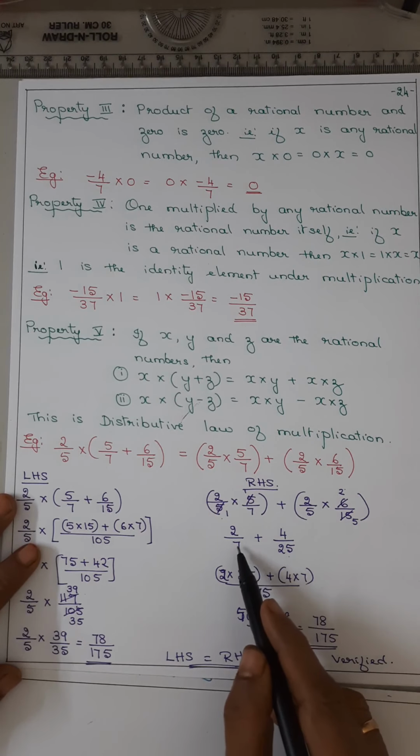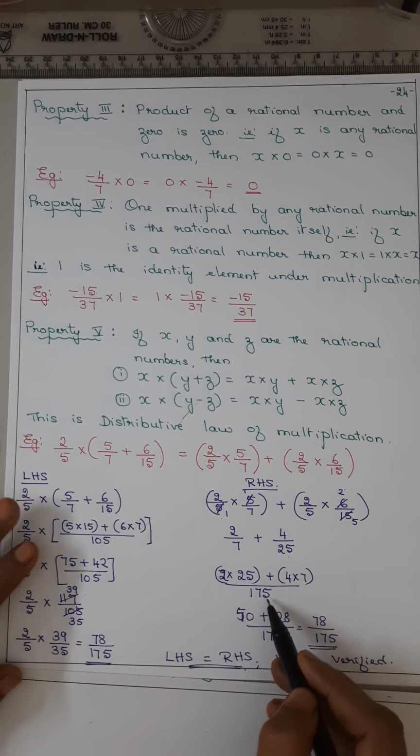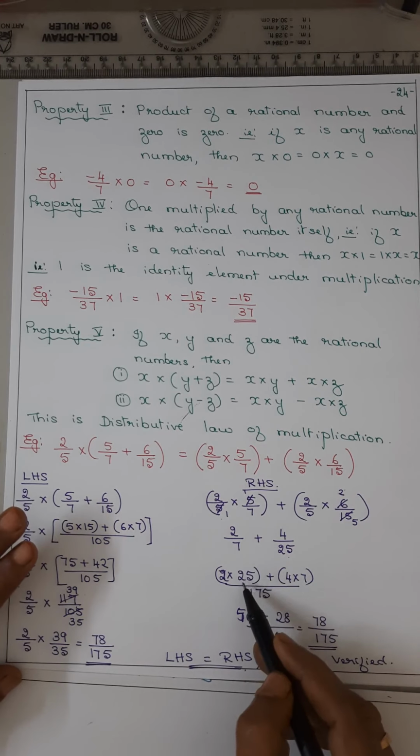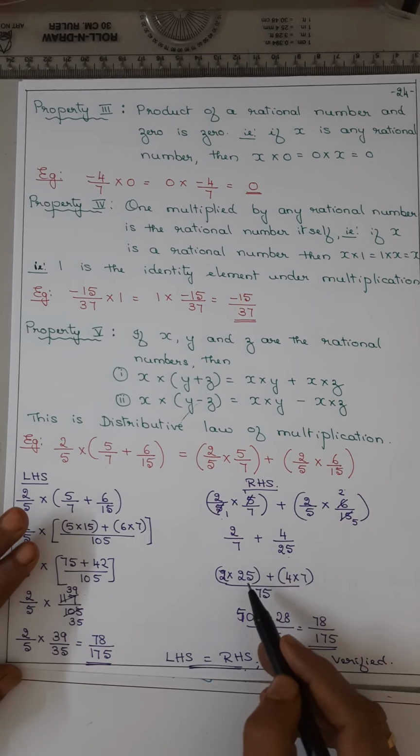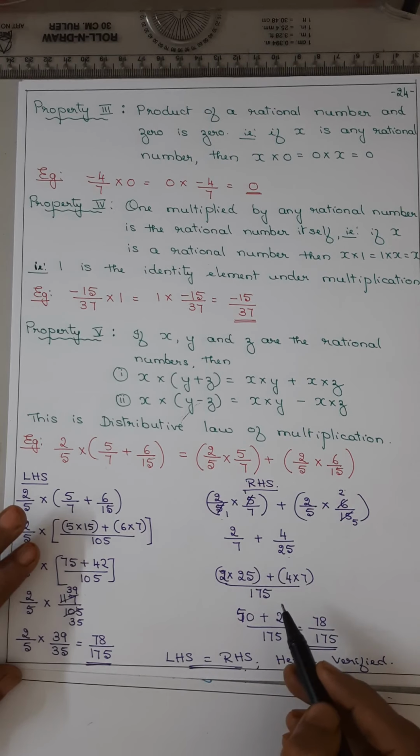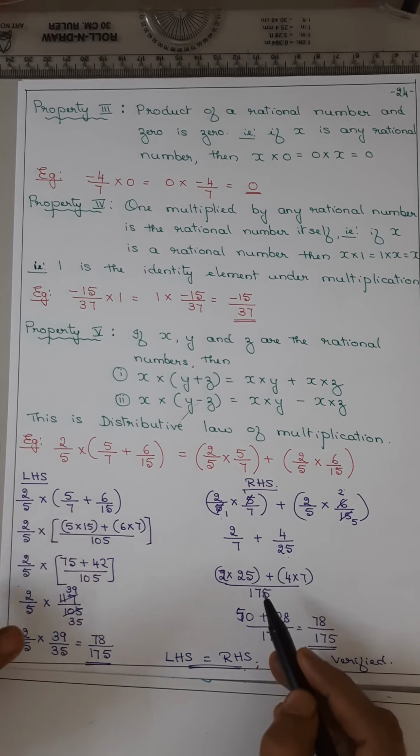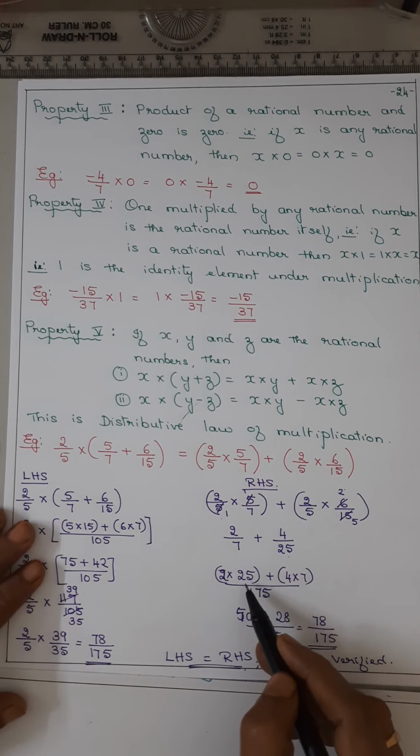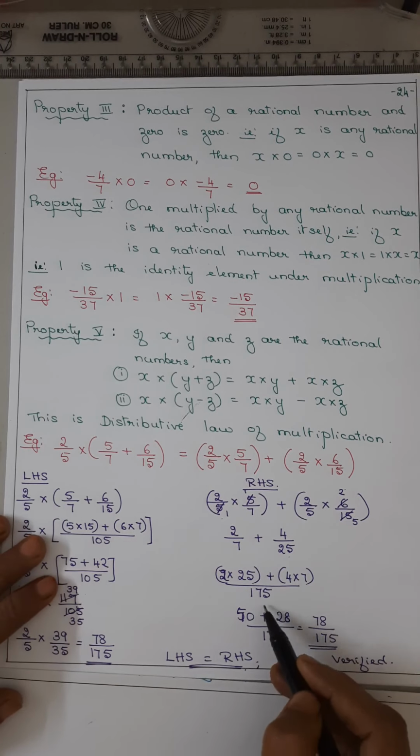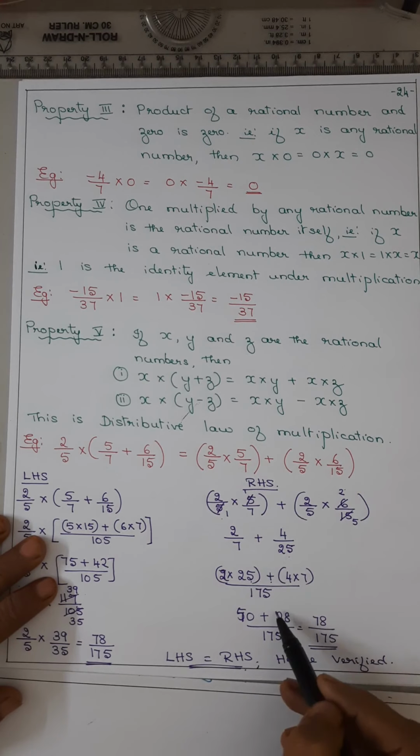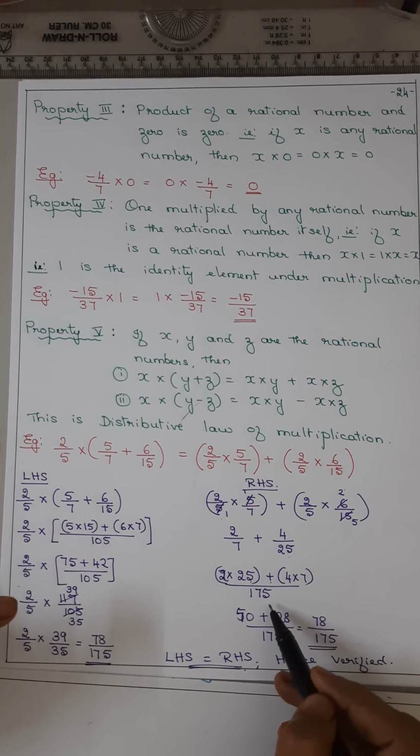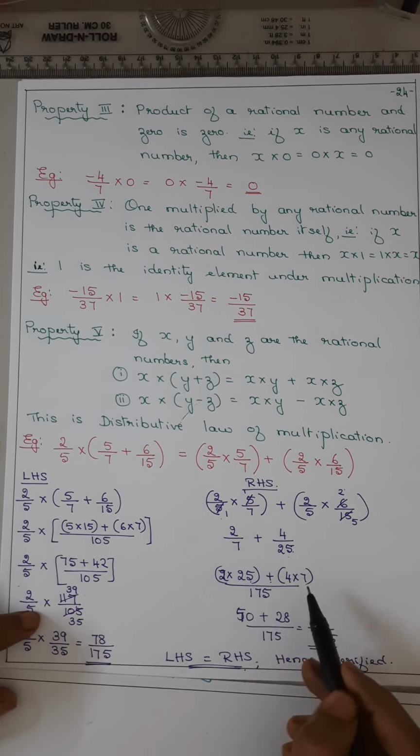Check करो. 7 5s are 35, 7 2s are 14, 15, 16, 17. So 25 आएगा plus 25. It is when you multiply you got so much. So it is 25 7s.